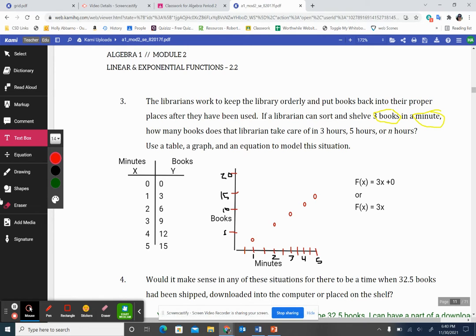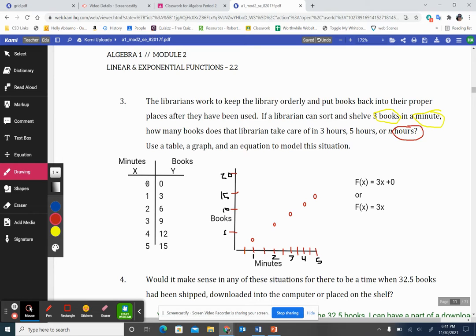All right, so here's something that we need to kind of look at. This is in minutes, but they're wanting their answer in hours. All right, and so we're going to have to change from minutes to hours at some point. So make sure we're critical readers. So use a table, a graph, and an equation to model this situation.